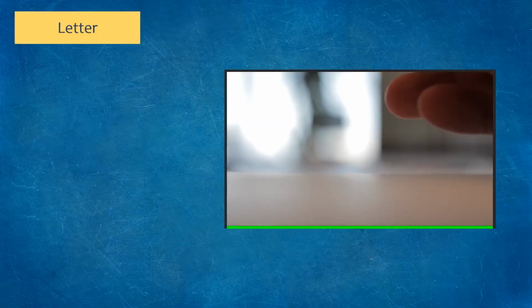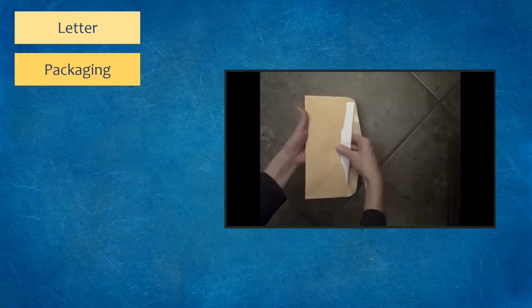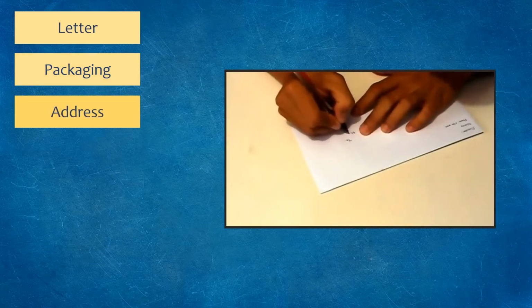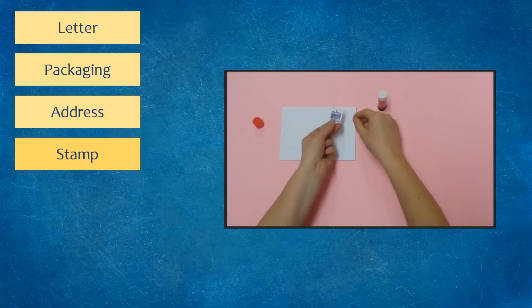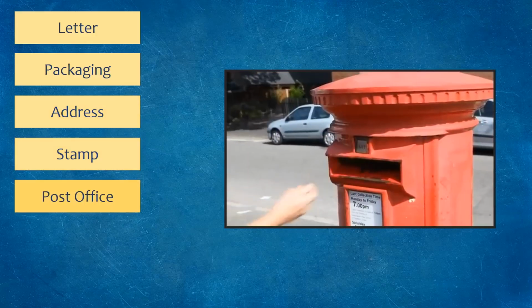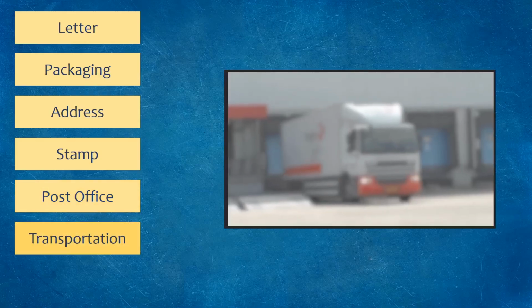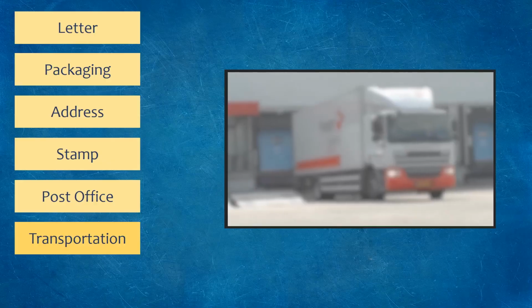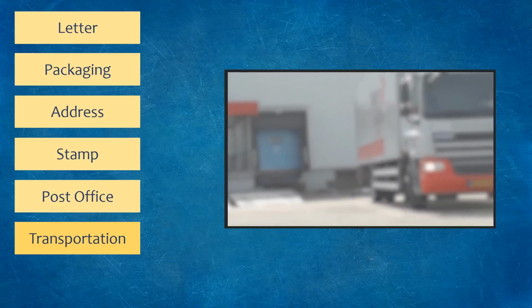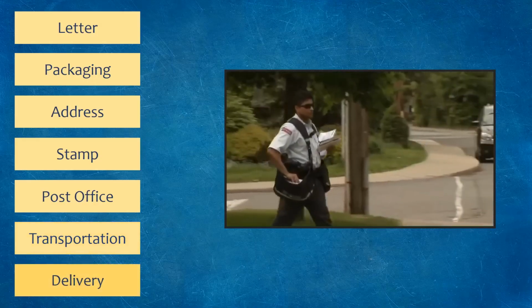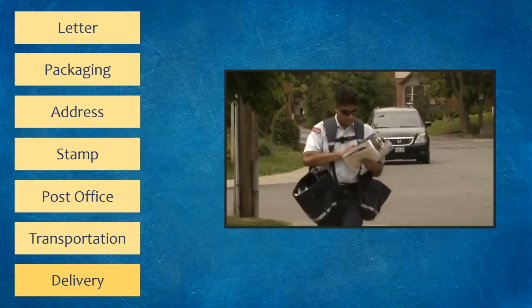To start with, you write a letter. You then take that letter and put it in an envelope. You write the sender address on the back and the receiver's address on the front. You put a stamp on the letter. Now you take it to the local post office. The staff there will work out where it needs to go and put it on the right truck. It then gets delivered to the destination post office. A postman takes the letter and delivers it to your friend's house.